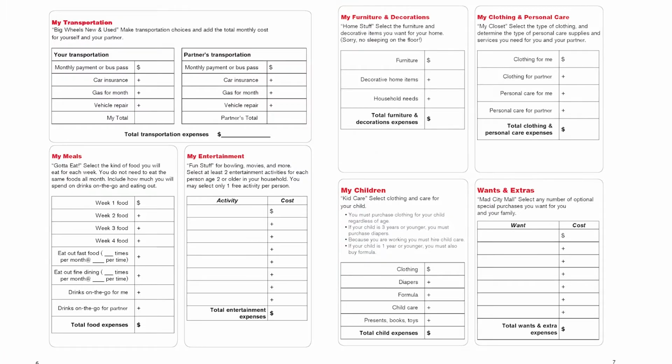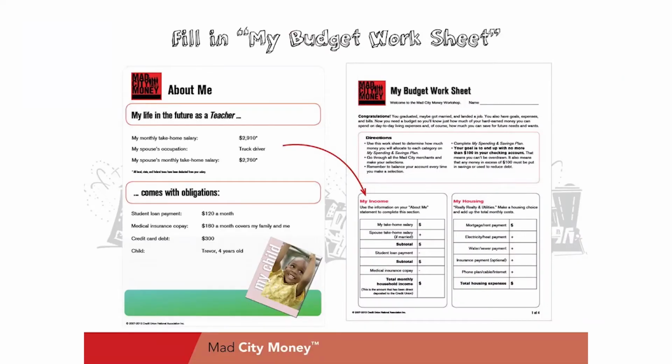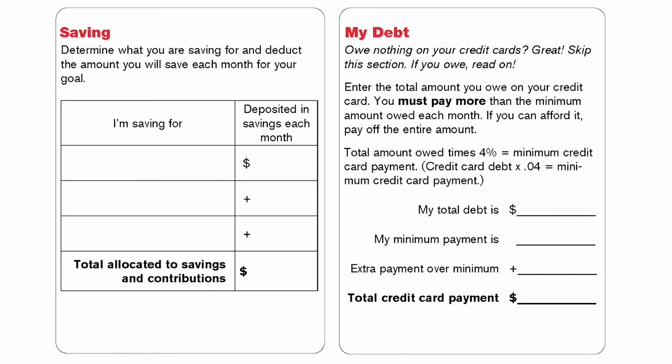Visit all the Mad City merchants and make purchases. Visit the merchants in order or in any order. Remember to balance your account every time you make a transaction. Complete the My Spending and Savings Plan by the end of the session. Your goal is to end up with no more than $100 in your checking account. That means you can't be overdrawn.